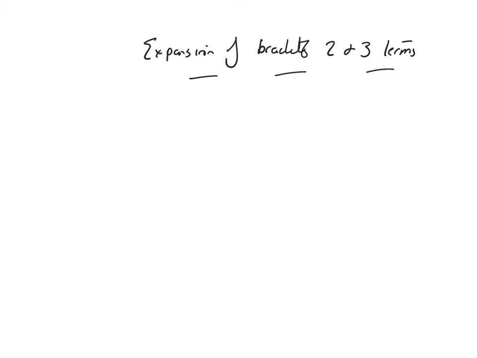Okay, we're now going to do some work with expansion of brackets. That's going to involve two terms and three terms in the bracket. So with the FOIL method, that involved two brackets with two terms, but for this lesson it's going to be two terms and three terms.